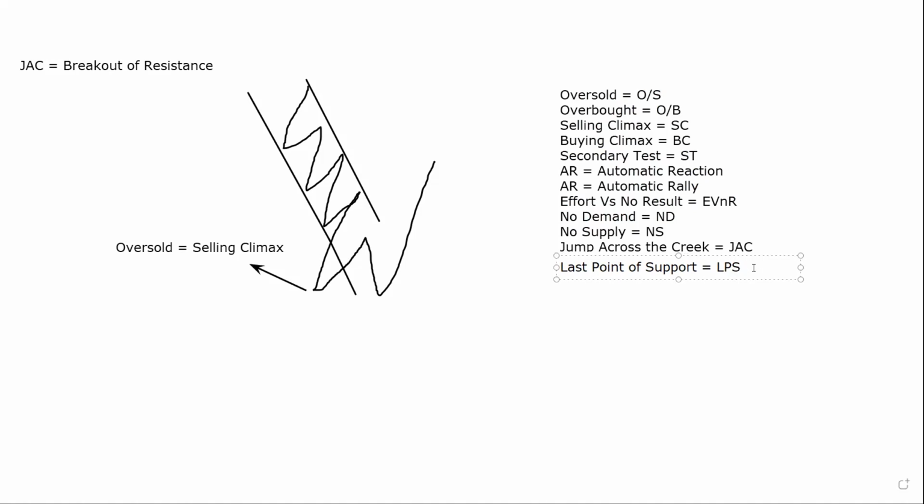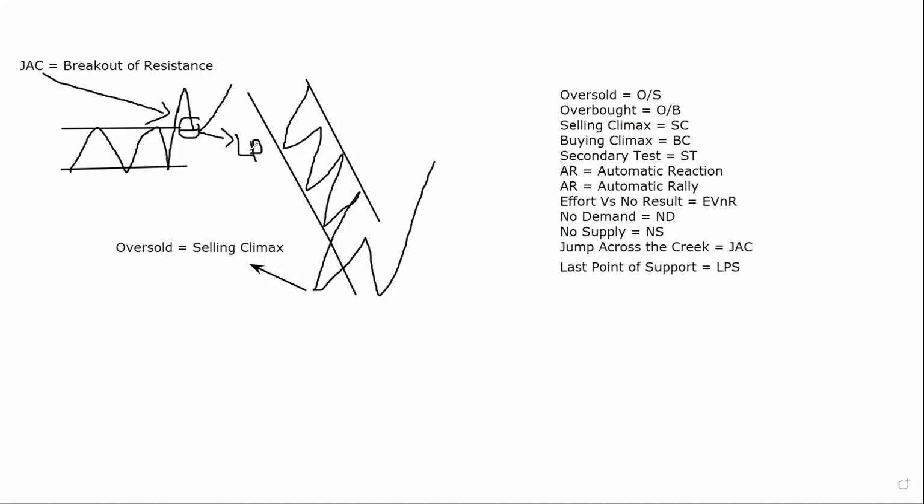So last point of support is typically like this. For example, if we have a support and resistance and we break out, this breakout is known as JAC. When the price goes up and tests this region again and makes it support, we call it last point of support, a test of the broken resistance. So this is LPS. Got it? And then similarly, we also have this one here.